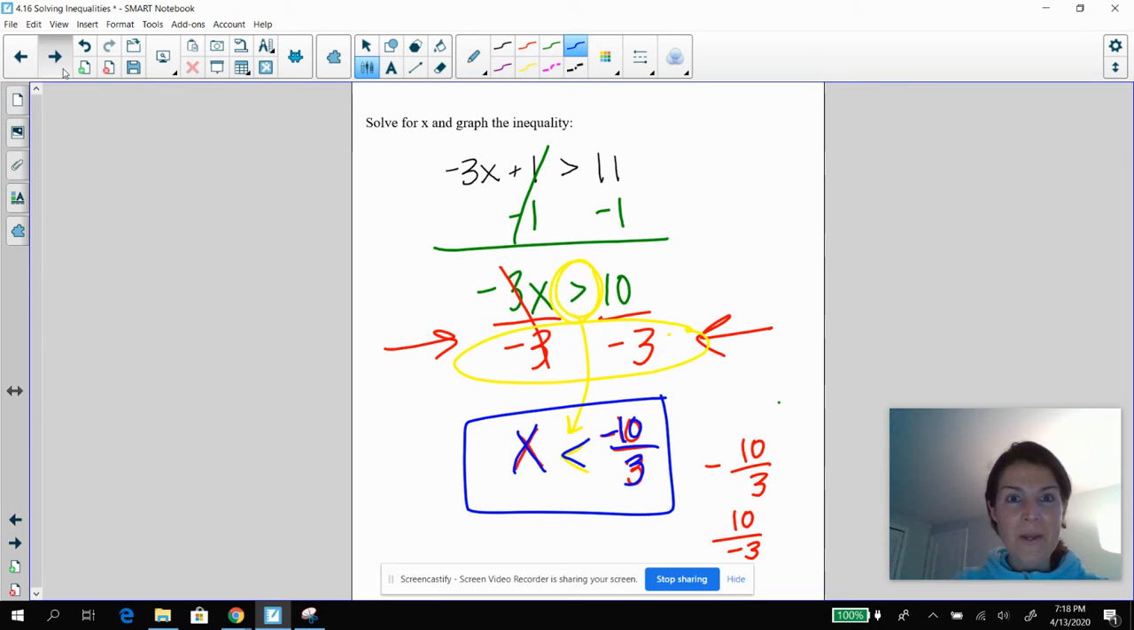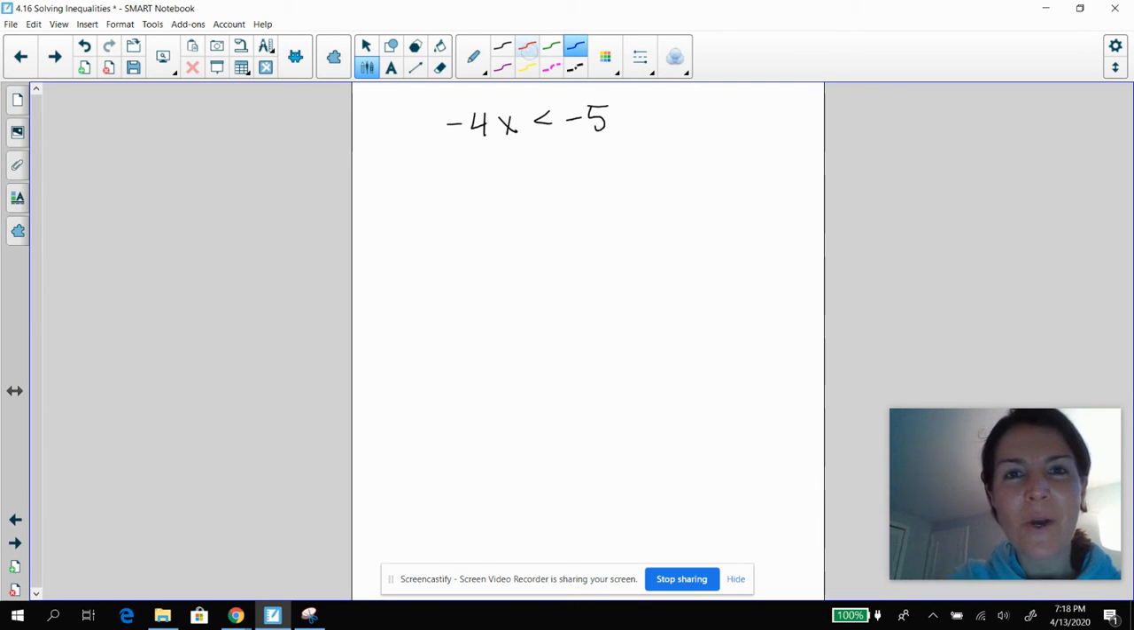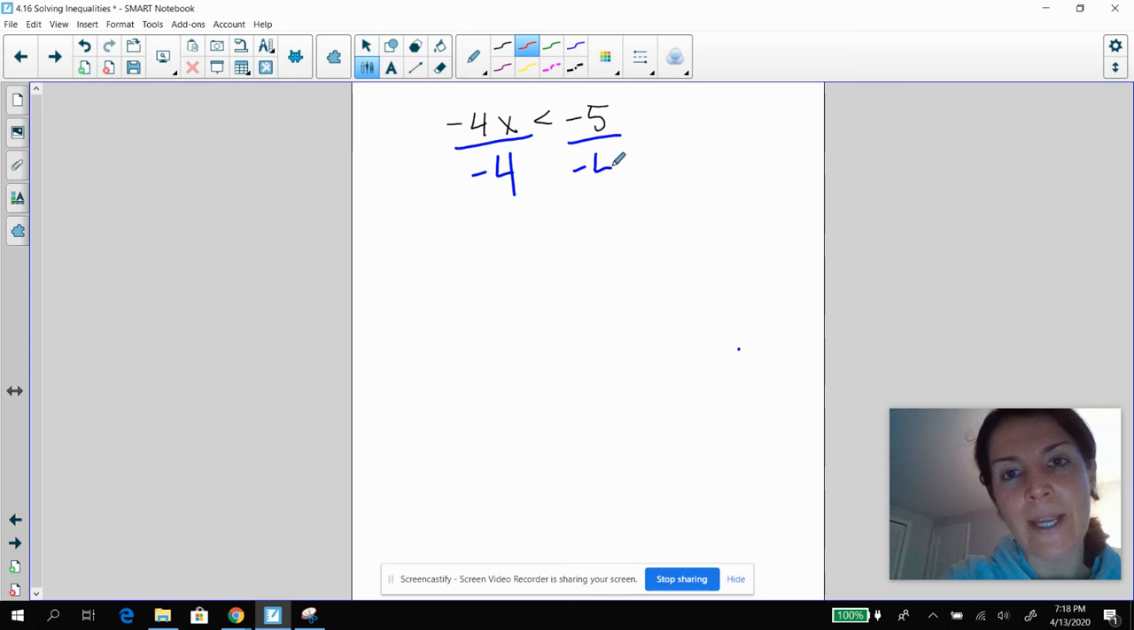All right. So let's do this one. Go ahead and pause the video and then come back and let's see how it went. All right, we are back. So hopefully you saw that this was just a one-step inequality. So I'm going to divide the left-hand side by -4, and I'm going to divide the right-hand side by -4.